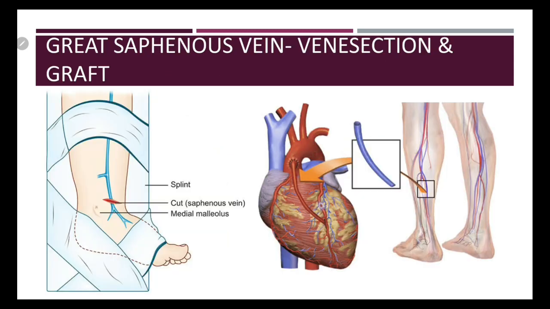Moving on to the clinical anatomy of the venous drainage of the lower limb. First is venesection of the great saphenous vein. The great saphenous vein in front of the medial malleolus at the ankle is the most preferred site of venesection or cut down in emergency situations when the superficial veins elsewhere in the body are collapsed and invisible, to insert the cannula for prolonged administration of IV fluids.